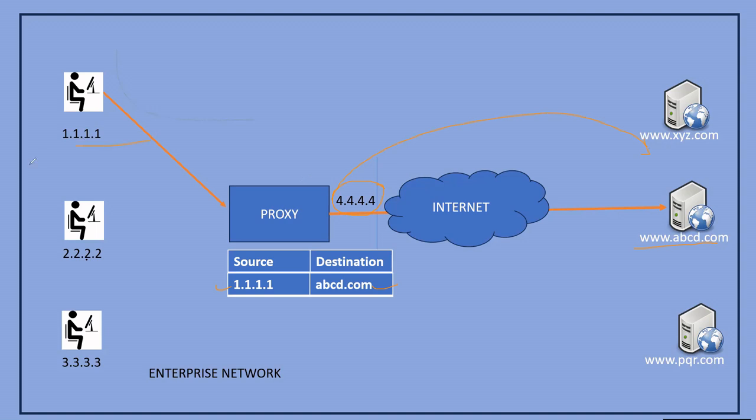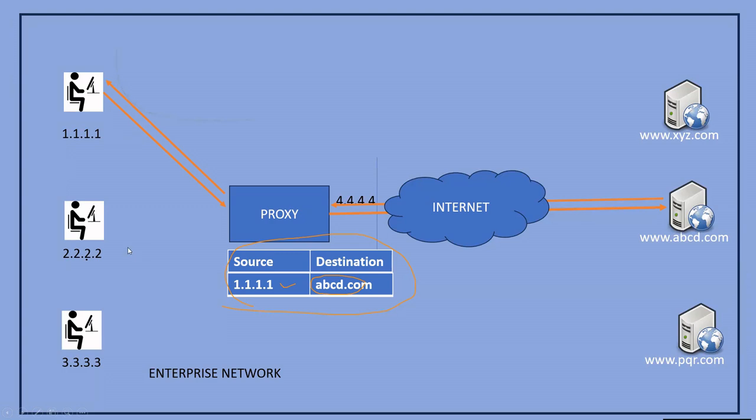So when it receives a request from the proxy, it responds back to the proxy. It will not respond back to the client directly. It responds back to the proxy. Once the response comes back to the proxy, the proxy will look at this table. If you look at this table, it will see that abcd.com is the destination from where the traffic is coming, and who wanted the traffic? 1.1.1.1. So it will forward this response to 1.1.1.1, and 1.1.1.1 will be able to view abcd.com.